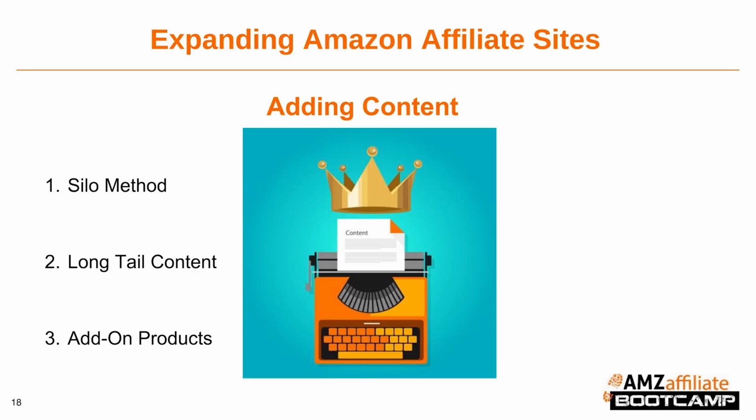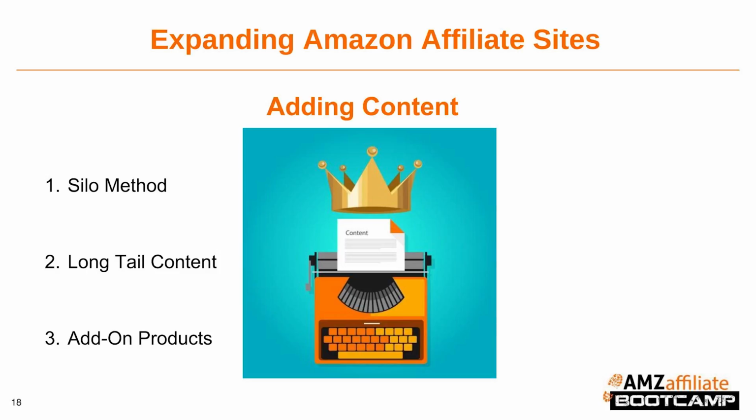Hello, everybody. All right, so we got a few different ways you can expand affiliate sites. The first would be pretty straightforward and pretty boring. So it's adding additional content, right? Amazon affiliate sites are pretty straightforward. The more content you have out there, the more keywords you could potentially rank for in Google, which is going to drive the majority of your traffic.